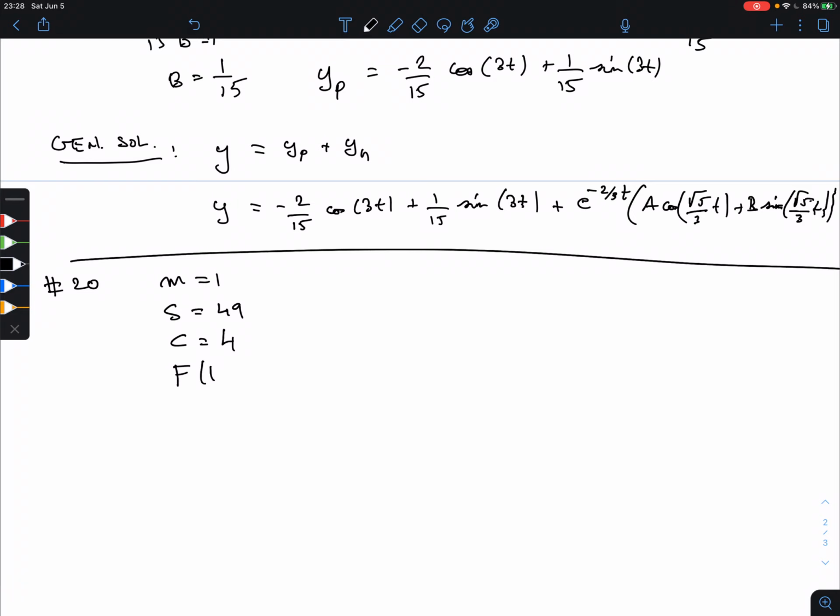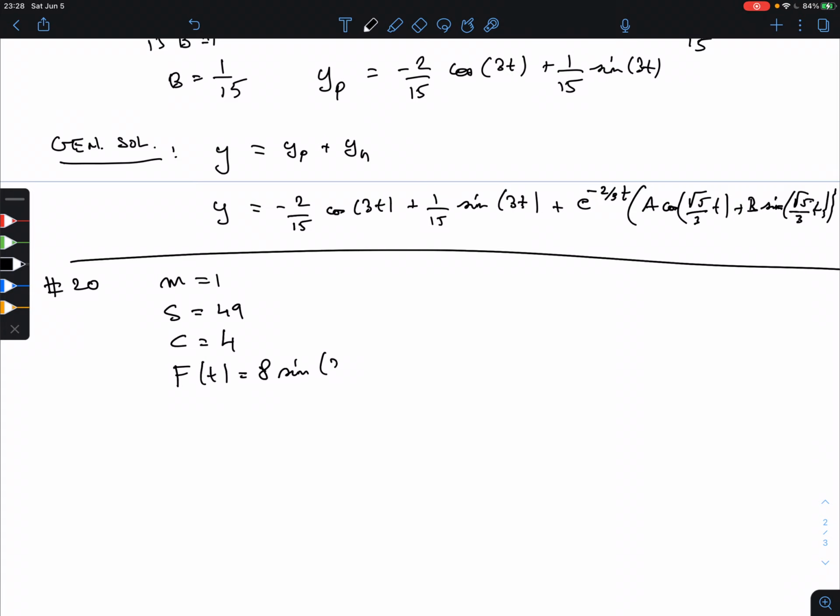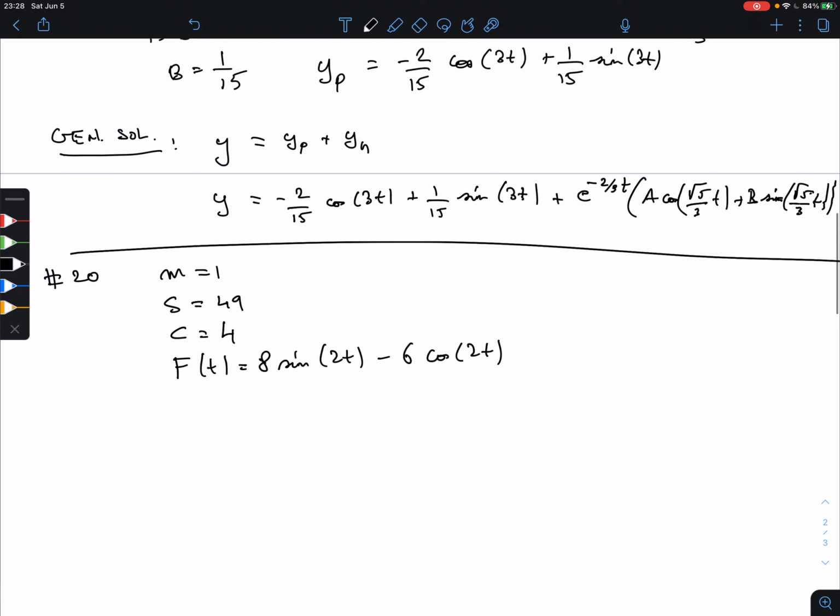F(t) is 8 sine 2t minus 6 cosine 2t. Now this, you would say, oh, if there are two terms, should I do superposition? No, because they are both trigonometric with the same frequency. And if the frequencies are the same, we can combine them in one combination. So we know what our particular solution will look like.